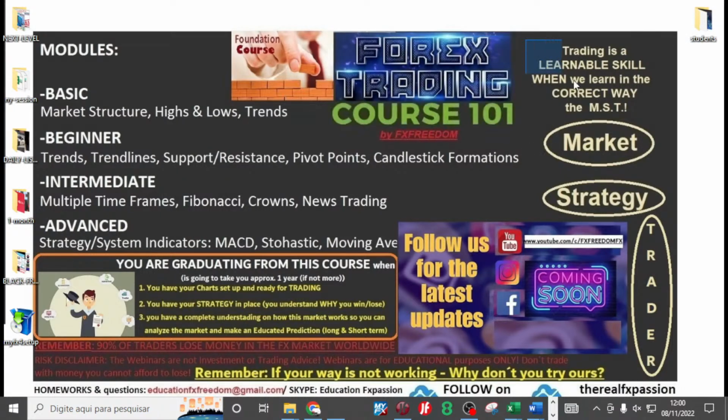Never forget, trading is a learnable skill when we learn in the correct way. The MST: M stands for the market, everybody, and we are trying to learn about the market with these modules here on the left. We are talking about crowns today. So we are in the intermediate module. If this is your first time with us, please go back to the Dukascopy YouTube webinar page and start to watch lesson number 1, the basic module, what is market structure?